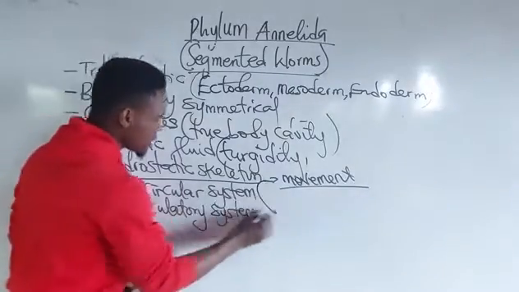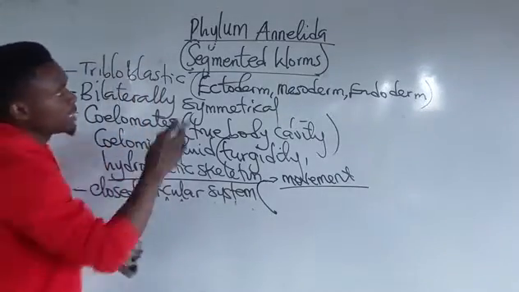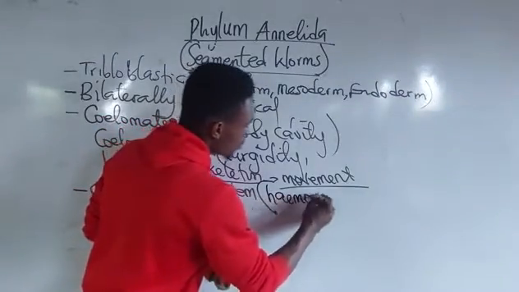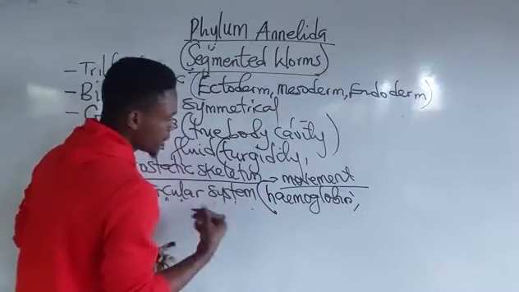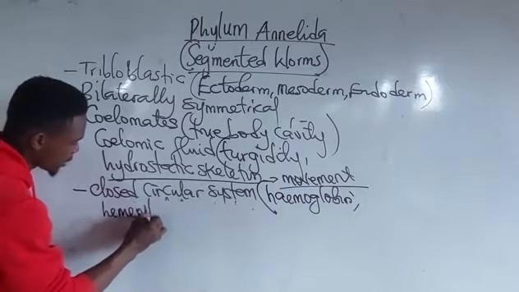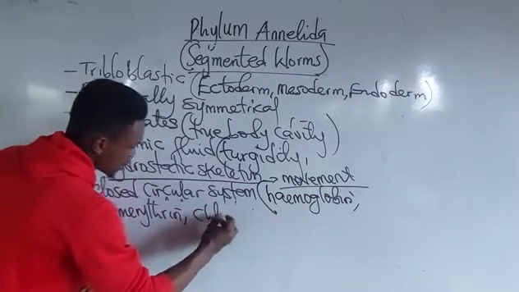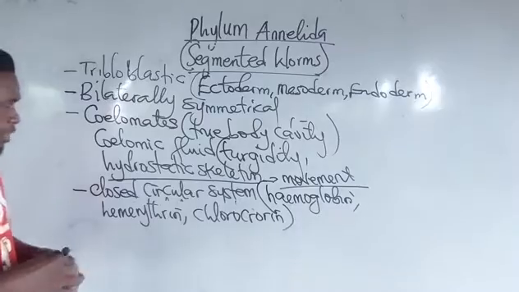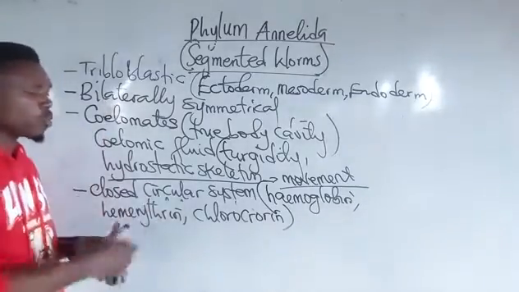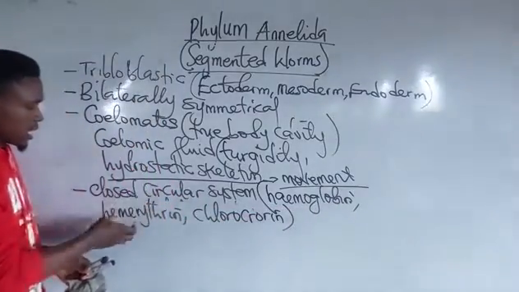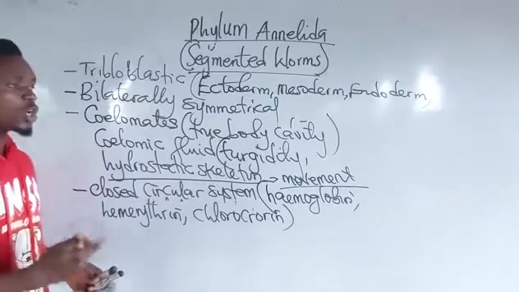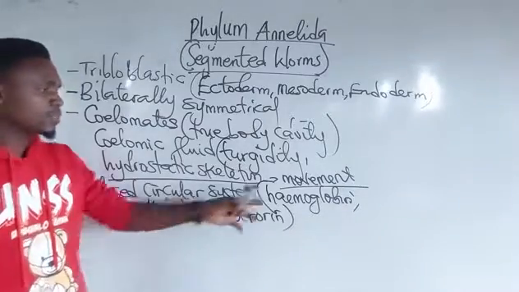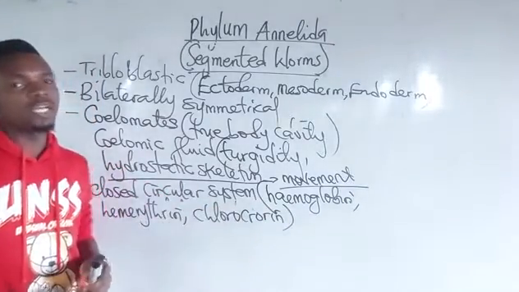However, the circulatory system of the annelids is made up of certain pigments. These pigments are hemoglobin, hemerythrin, and chlorocruorin. The pigments that are found in the circulatory system of these worms are hemoglobin, hemerythrin, and what? Chlorocruorin. They may ask you, which of the following pigments is not found in the circulatory system of annelids? This is found, this is found, this is found. Any other one becomes the answer.